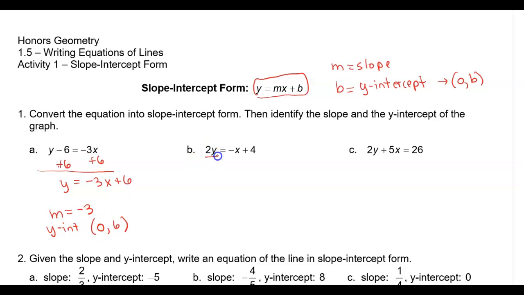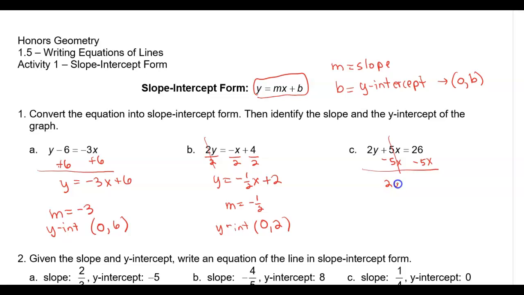Part B, divide by 2. So each term will get divided by 2. That gives us negative 1/2 x plus 2. The slope is negative 1/2. The y-intercept is (0, 2).